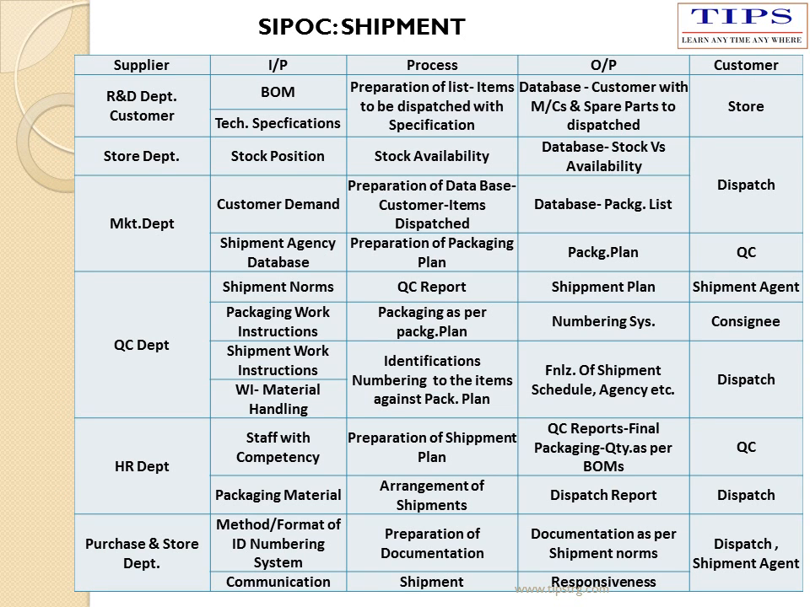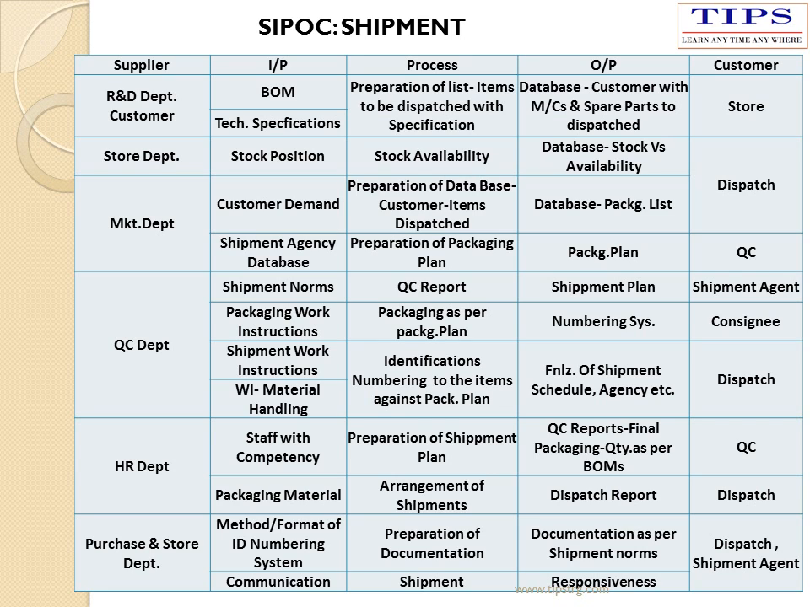This is a typical SIPOC diagram for a shipment case. Shipment is one of the processes we have considered here. We have to write the sub-processes under shipment. For example, preparation of list of items to be dispatched with the specification, stock availability, preparation of database, customer items dispatch, preparation of packaging plan, QC report, packaging as per the packaging plan, etc.